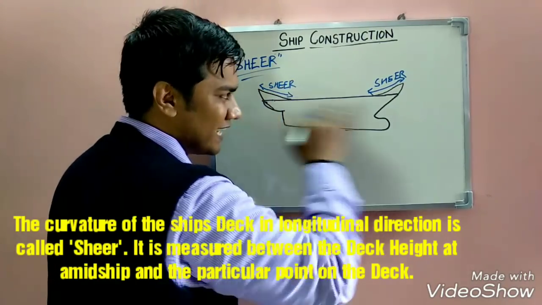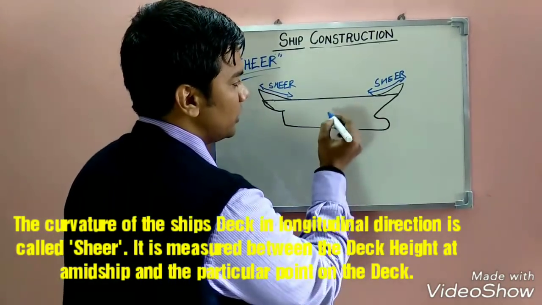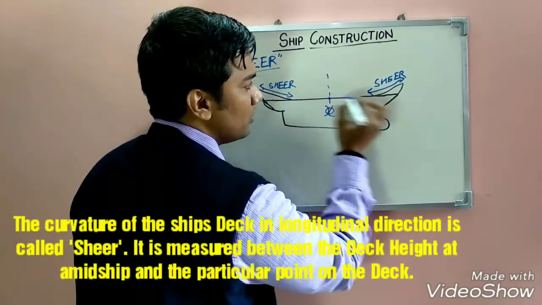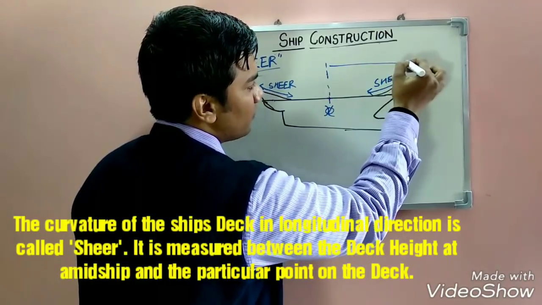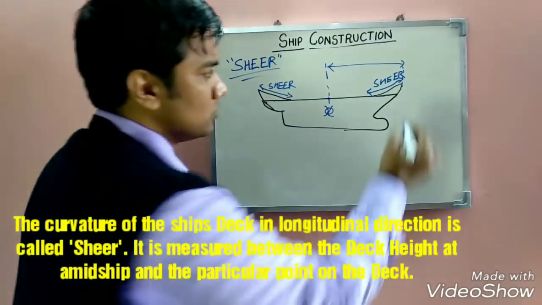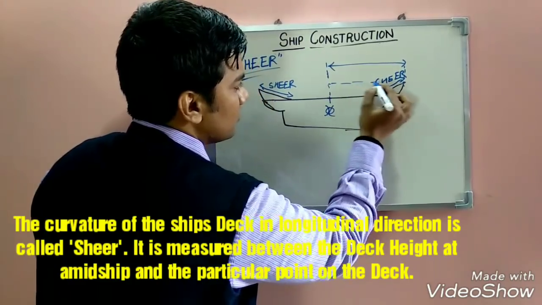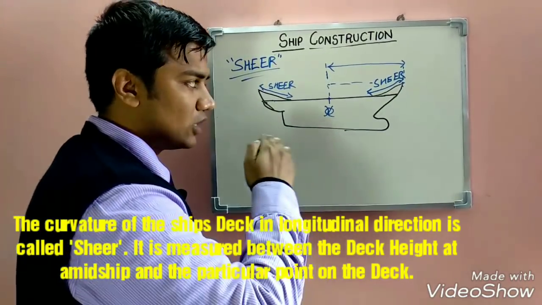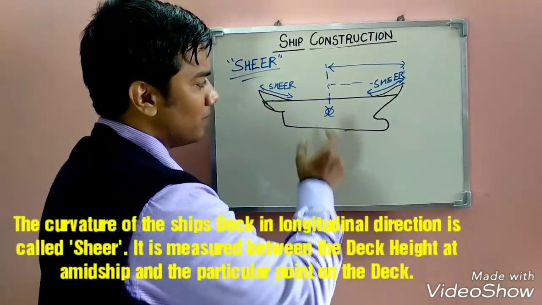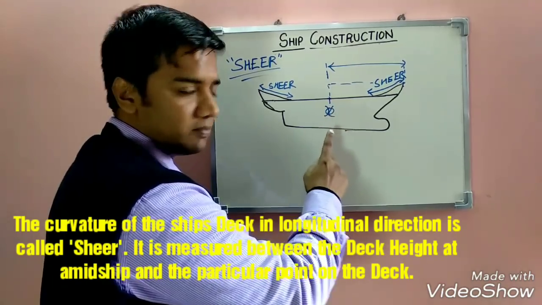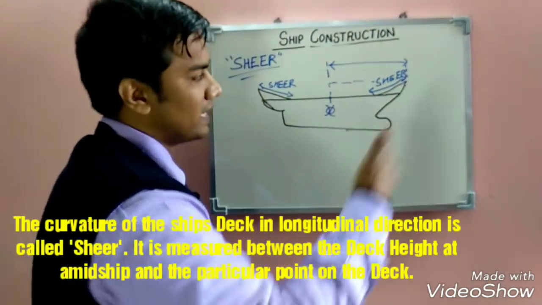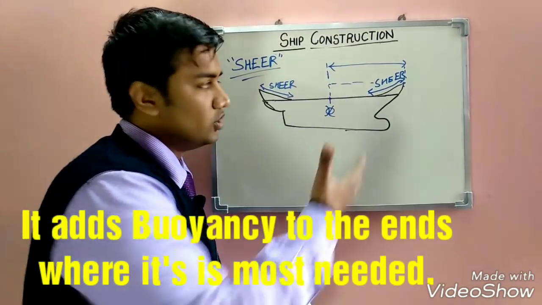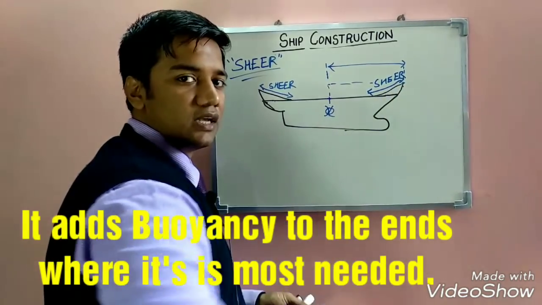It is the curvature of the deck in the longitudinal direction measured between the height of the deck at midship towards the height at the particular point that may be forward or aft. So, this height. Once again, let us discuss the definition for shear. Shear is the longitudinal curvature of the deck, measured from the deck's height at midship to the height at a particular point on the deck, that can be forward or aft. Also, what shear does is, shear provides for buoyancy. It provides for increase in buoyancy. So this is the function of shear.